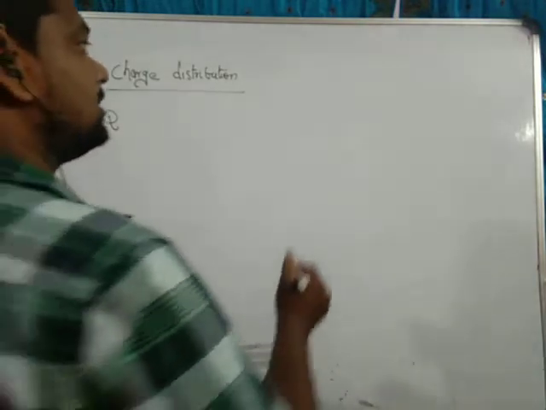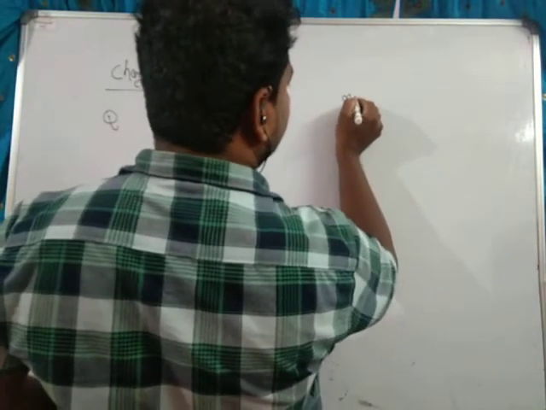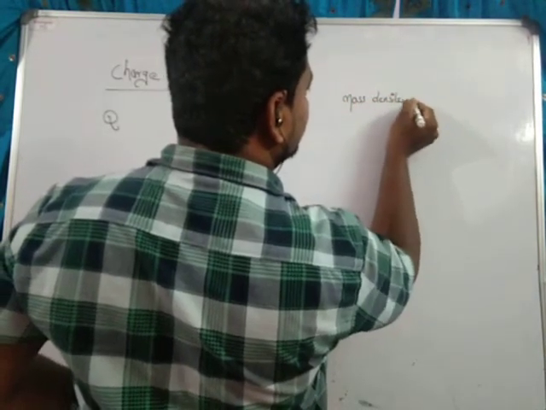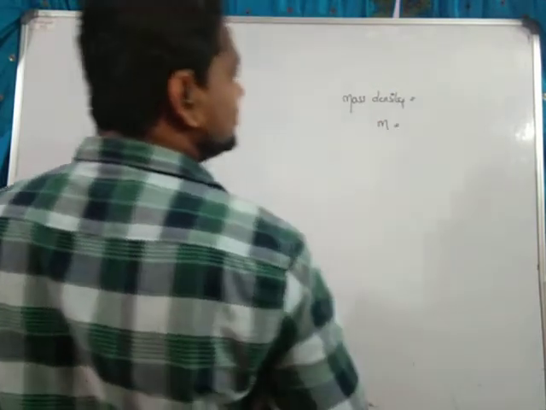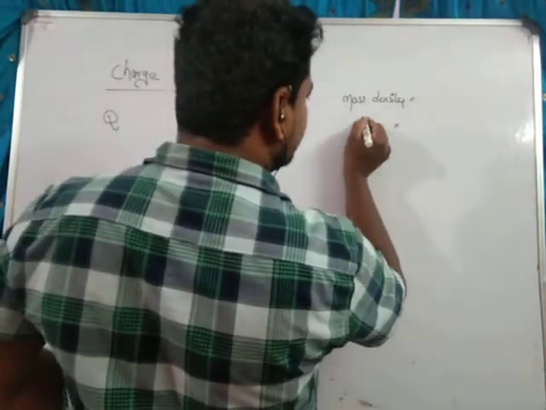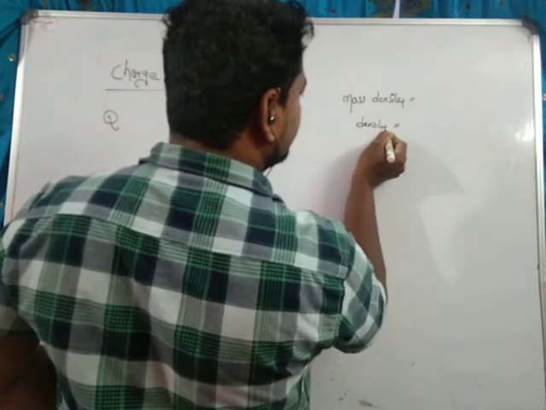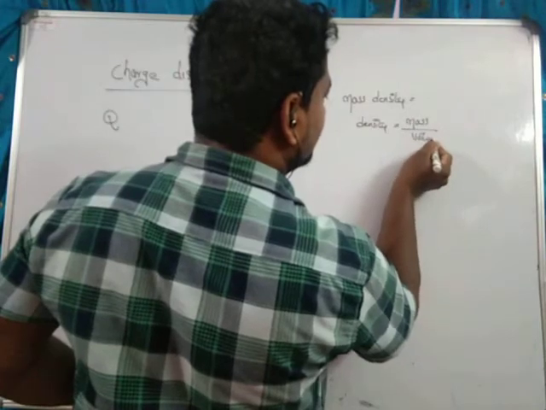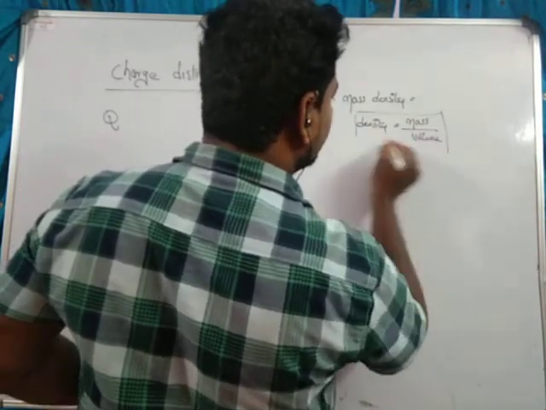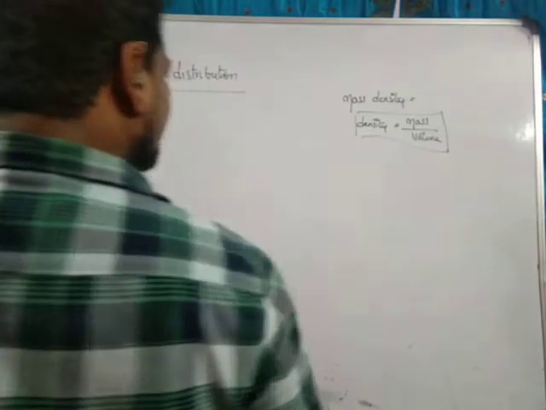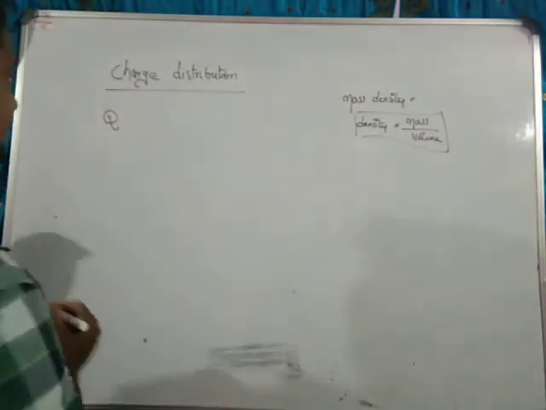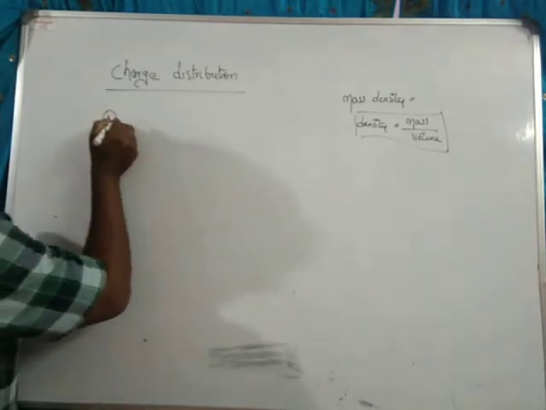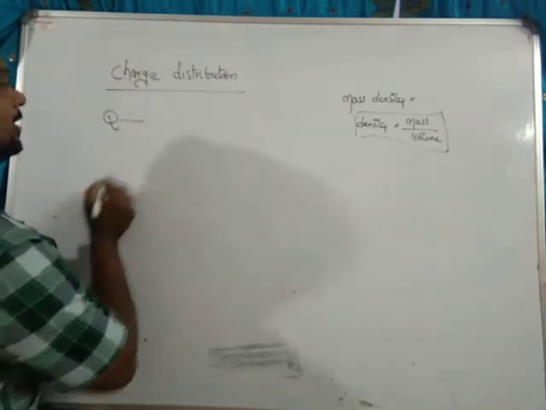Already we know about mass density. Mass density means density is equal to mass upon volume. In the same way, if you want to represent the charge, we are considering three different formats. Charge will be distributed in three different formats.